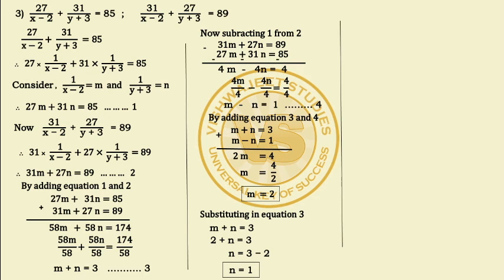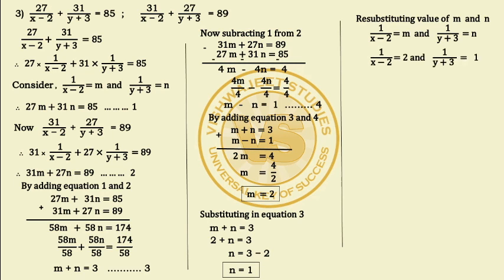As we considered m for 1 upon x minus 2 and n for 1 upon y plus 3, by substituting these values in the considered equations, we have 1 upon x minus 2 is equal to m and 1 upon y plus 3 is equal to n. Instead of m, we are going to write 2 and instead of n, we are going to write 1. X minus 2 is in the denominator, that is in division form. When it goes to the right hand side, it will multiply the number 2.